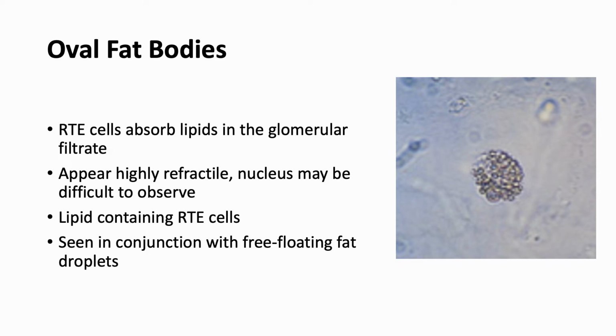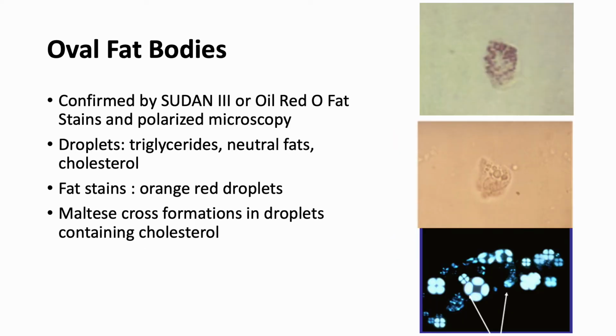So the oval fat bodies, these are renal tubular epithelial cells that are containing or have absorbed lipids in the glomerular filtrate. So they appear highly refractile, where the nuclei of the renal tubular epithelial cells may be difficult to identify. So they are also called lipid-containing renal tubular epithelial cells. So oval fat bodies are seen in conjunction with free-floating fat droplets. The presence of these oval fat bodies can be confirmed by Sudan III or oil red O fat stains, and also with polarized microscopy. So these droplets represent the presence of triglycerides, neutral fats, and cholesterol.